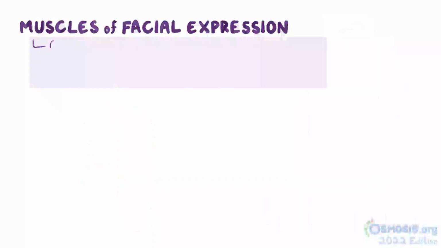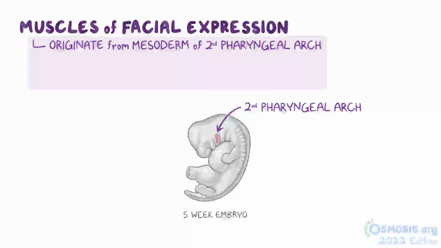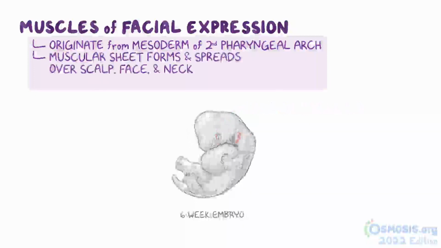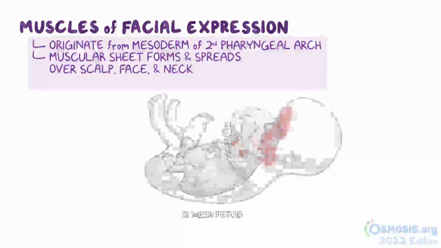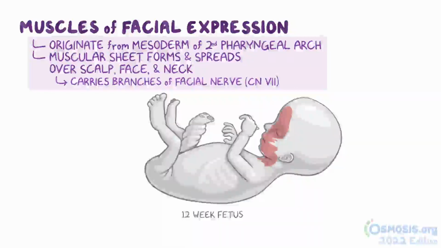All facial muscles originate from the mesoderm of the second pharyngeal arch, along with the facial nerve. During embryological development, a muscular sheet forms and begins to spread over the scalp, face, and neck, which later forms the facial muscles. This spreading carries the branches of the nerve of the second arch with it, which is the facial nerve, or cranial nerve 7.